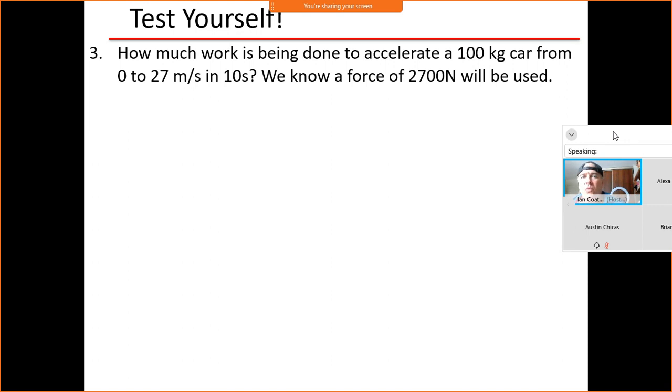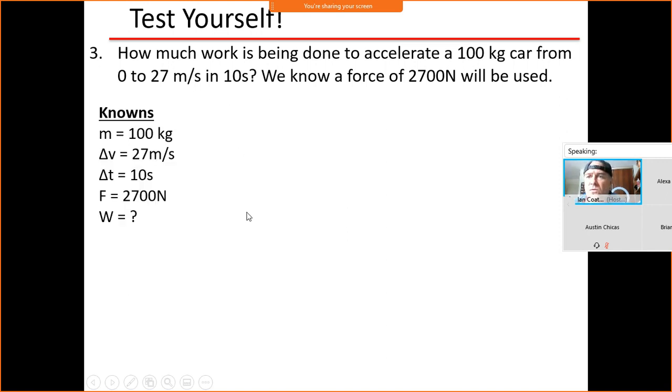How much work is being done to accelerate a 100 kilogram car from 0 to 27 meters per second in 10 seconds? We know a force of 2,700 newtons will be applied. Okay, so here are my knowns. This is what I pulled out of the question, because I try and get away from language as much as possible. I'm just dealing with numbers here.